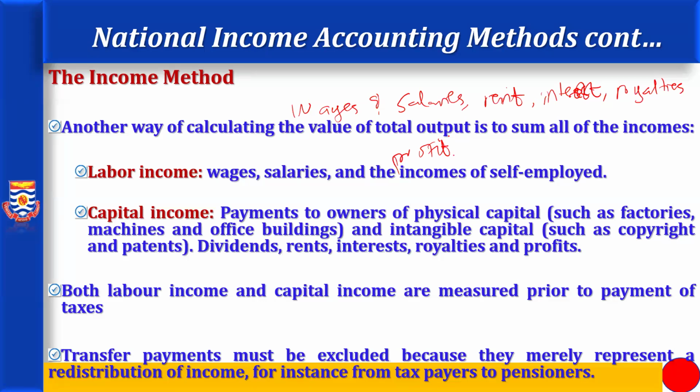So what I want you to know is that when we pay monies to all these factors of production in the form of wages and salary, rent, interest, royalties, profits, etc., when we sum all these factor incomes together, it should give us the same answer as the output method, right?